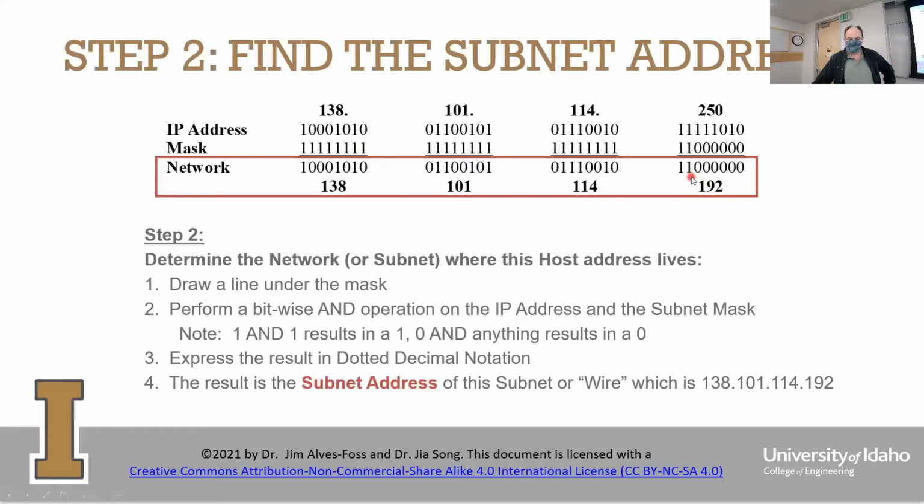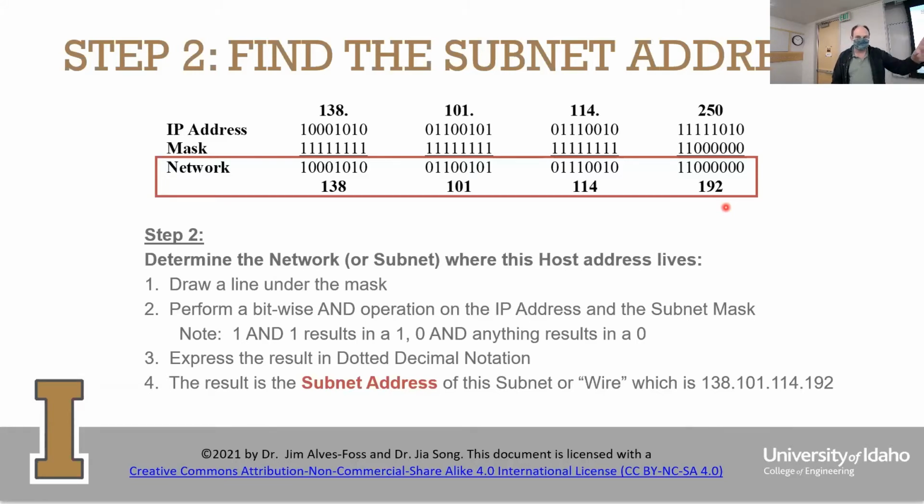This one, what I did, I forgot to mention, is I took all of these numbers and did a logical AND. So wherever there was a 1 here, I copied the number down. Wherever it was zeros, I just made it zeros. This number then becomes my network address, my subnet address. So I drew a line under the mask. I performed a bitwise AND operation. And then I can re-express the numbers as dotted decimal notation. So that's how they do it.